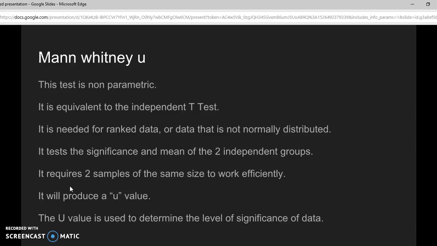Mann-Whitney-U. This test is non-parametric, and it is equivalent to the independent t-test. It is needed for ranked data, or data that is not normally distributed, and it tests for a significance and the mean of the two independent groups. It requires two samples of the same size to work efficiently. It will produce a U-value at the end of this, and this U-value is used to determine the level of significance of the data.